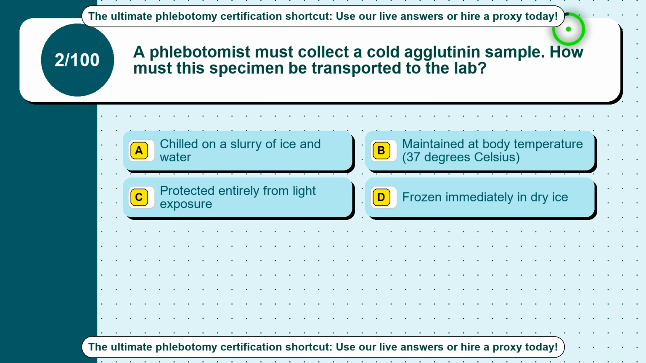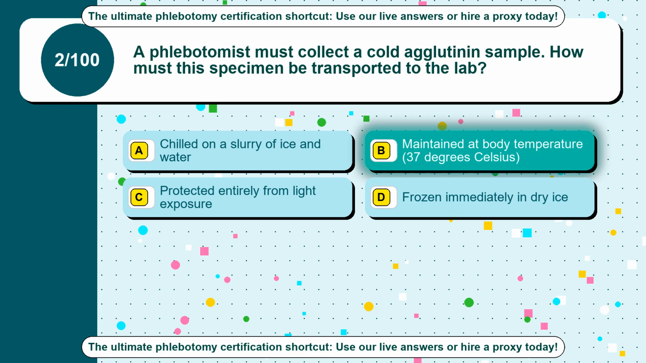Question 2. A phlebotomist must collect a cold agglutinin sample. How must this specimen be transported to the lab? Option A. Chilled on a slurry of ice and water. Option B. Maintained at body temperature, 37 degrees Celsius. Option C. Protected entirely from light exposure. Option D. Frozen immediately in dry ice.